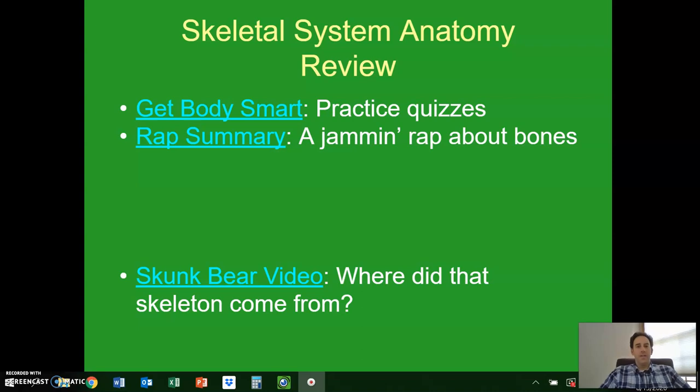We were just going through and naming the bones, and I want to emphasize the importance of practice and review. If you haven't done that coloring packet, I think that's a good way to review. But there are also some links here in the slideshow that you can access. Get Body Smart has some practice quizzes that allow you to name bones and play around.